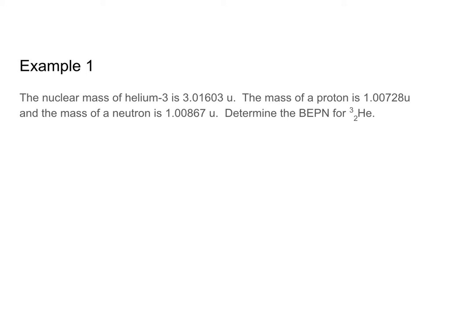The nuclear mass of helium-3, or He-3, is 3.01603 U. And just so you're aware, that U stands for atomic mass units, and 1 U is equal to 1.66 times 10 to the negative 27th kilograms. So that's going to be our mass of helium. The mass of the proton is 1.00728 U, and the mass of the neutron is 1.00867 U. And we want to figure out the binding energy per nucleon for helium-3.